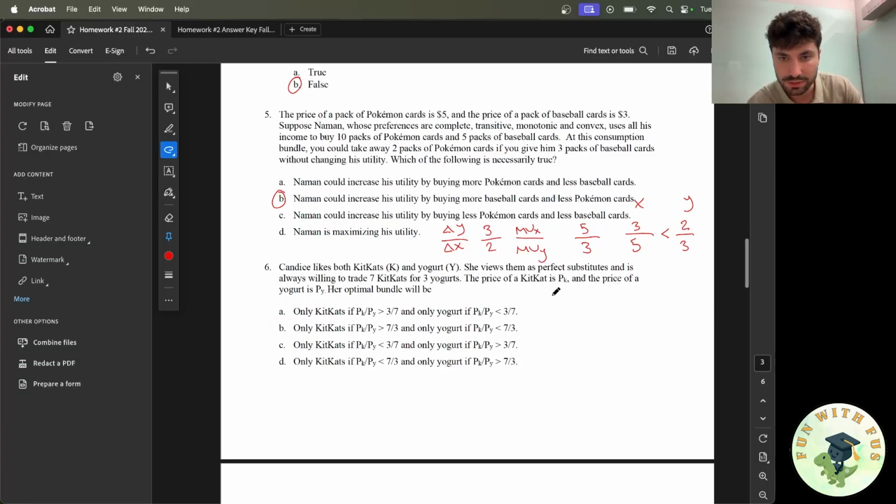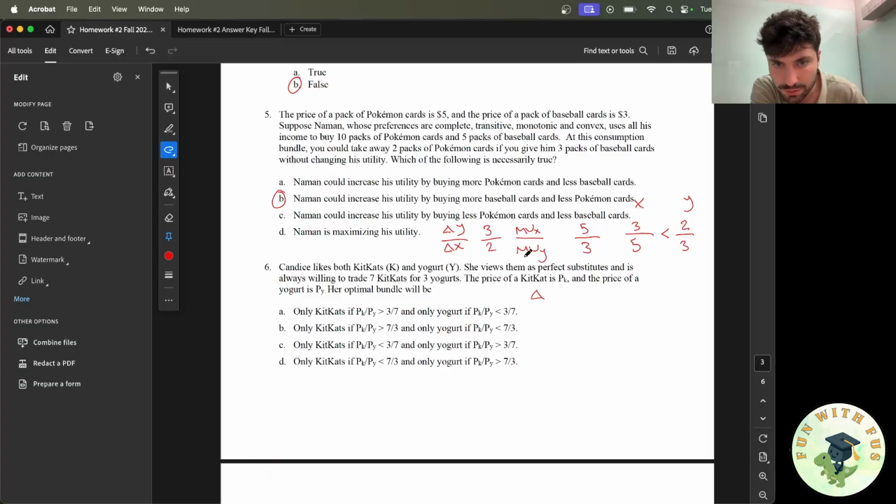For the next one, we got some Kit Kats and yogurt. Kind of a weird combination, but some perfect substitute. Okay, Kit Kats and yogurt are definitely not substitutes in my book, but that's okay. We're always willing to trade 7 Kit Kats for 3 yogurts.